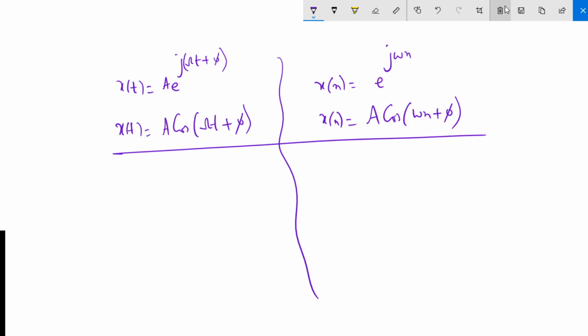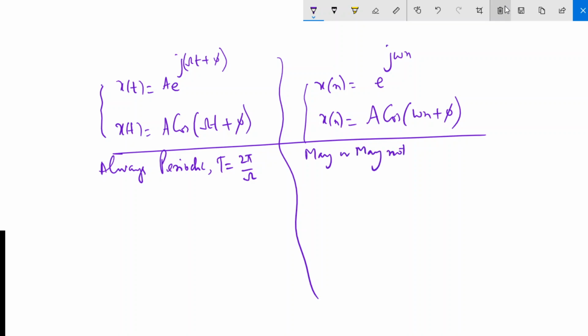So what are the differences between these two signals? The continuous-time signals are always periodic, with a time period of 2 pi by omega. The discrete-time signals may or may not be periodic.